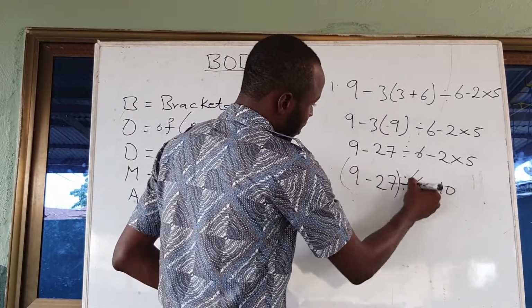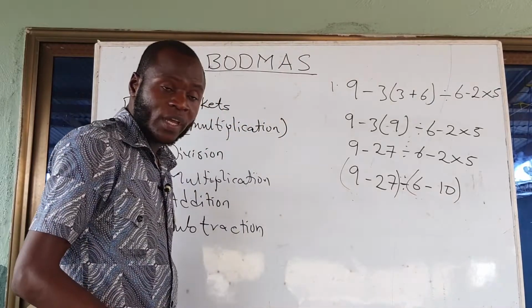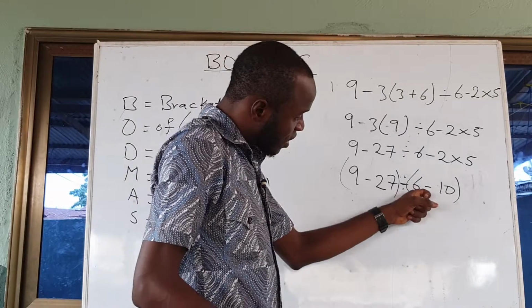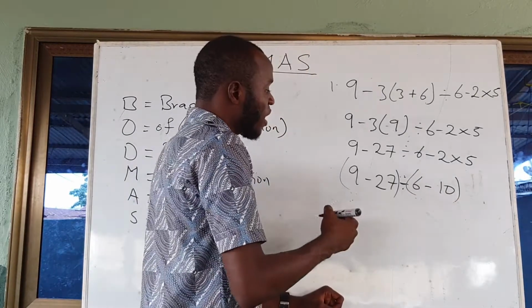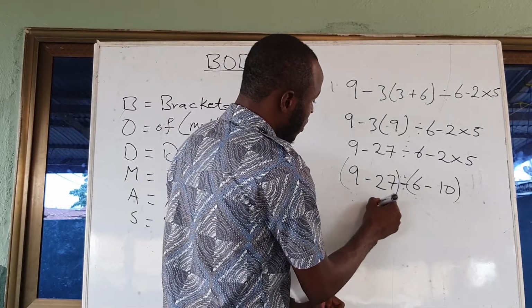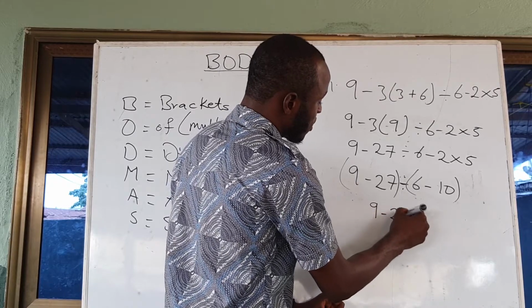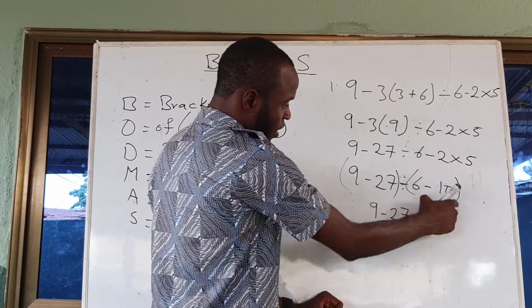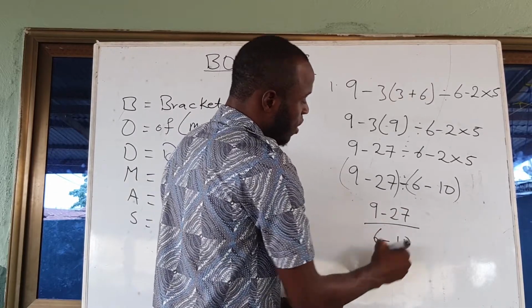We can put this in a bracket, and we can also put this in a bracket, okay? So 9 minus 27 is dividing what? 6 minus what? 10. So in a nutshell, we can rewrite it as what? 9 minus 27 over, okay, to get rid of this division sign, we divide it by this one, which is what? 6 minus what? 10.